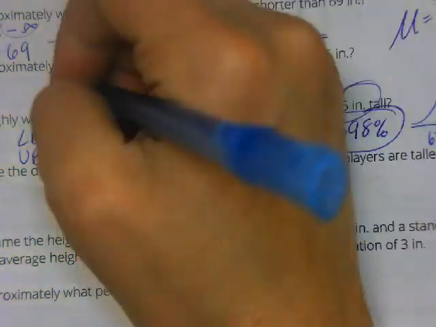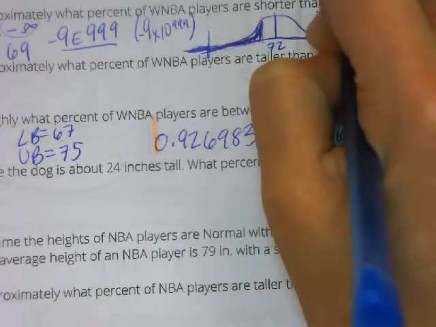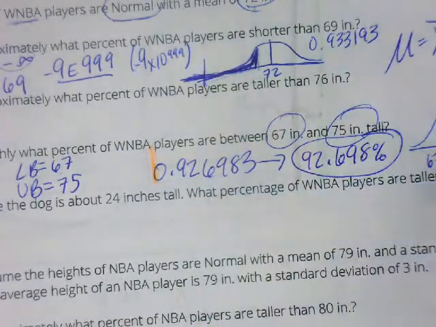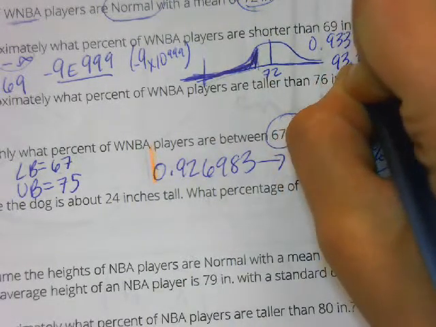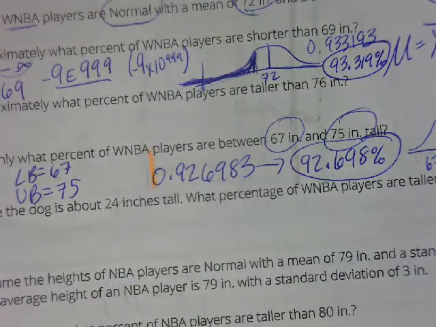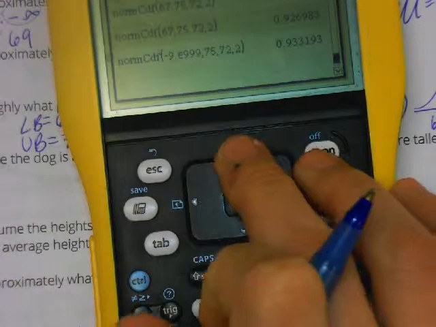So this one should be 0.933193 or 93.319%. That's what your answer is for part A. Oh, no it's not. I typed in the wrong upper bound. Oh my gosh. Cancel that. I don't know what I was thinking, guys. Why'd you let me make that mistake?